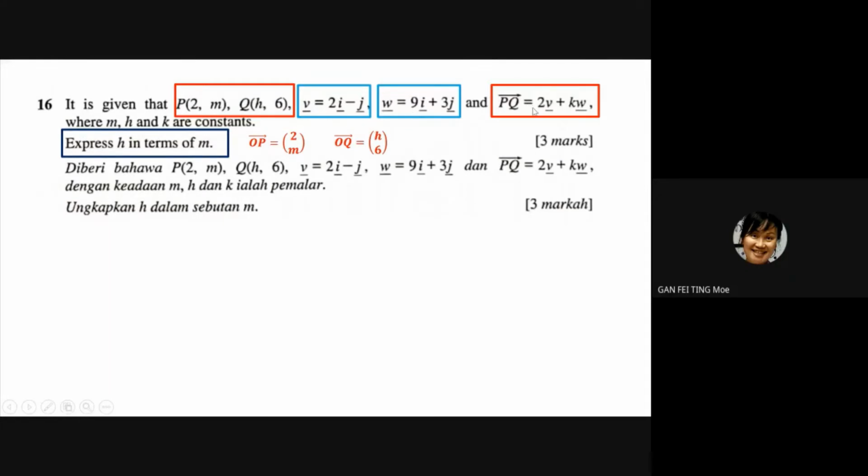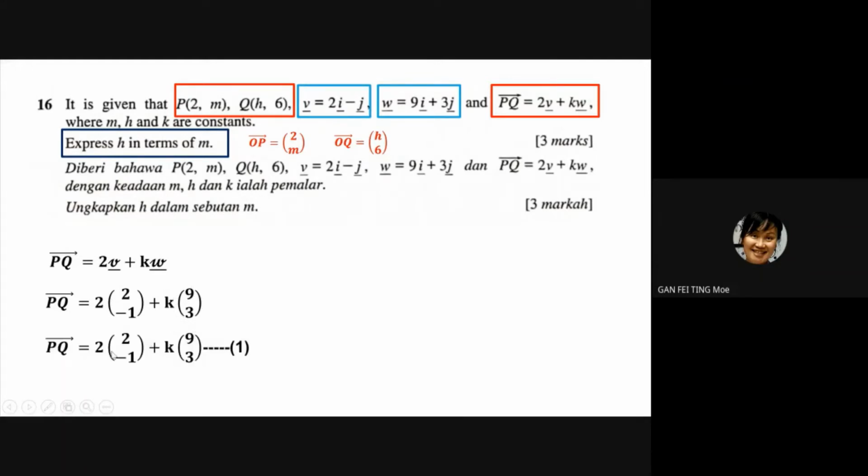Okay, I start my work with this PQ. PQ equals to 2V plus KW. Okay, ada V tak? Ada. Get the V sub inside here. Okay, V is 2, -1. And W is 9, 3 sub. This is just like you solve your matrix. Seperti buat soalan matrix. So it's 2, 4, and then this one I katakan dia sebagai persamaan pertama lah.